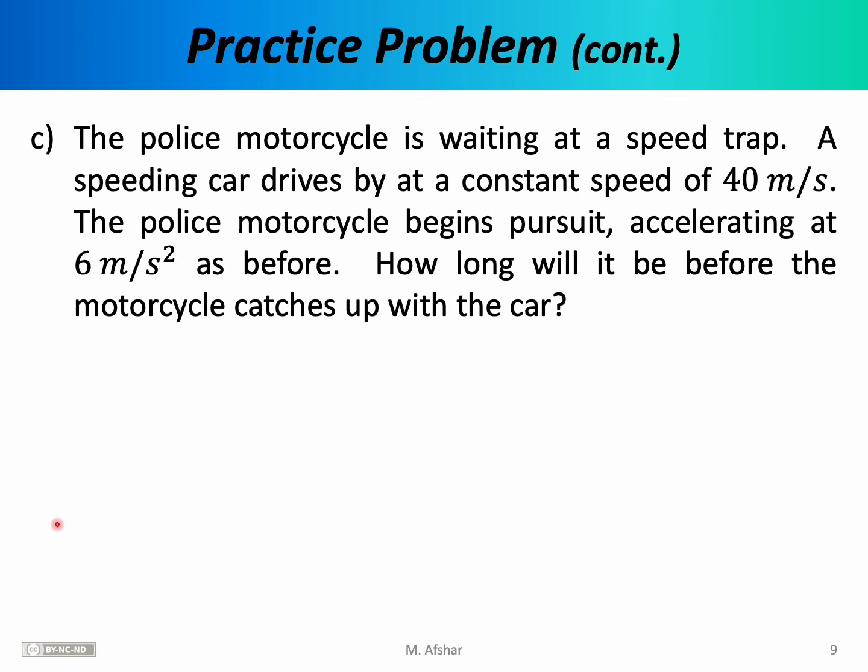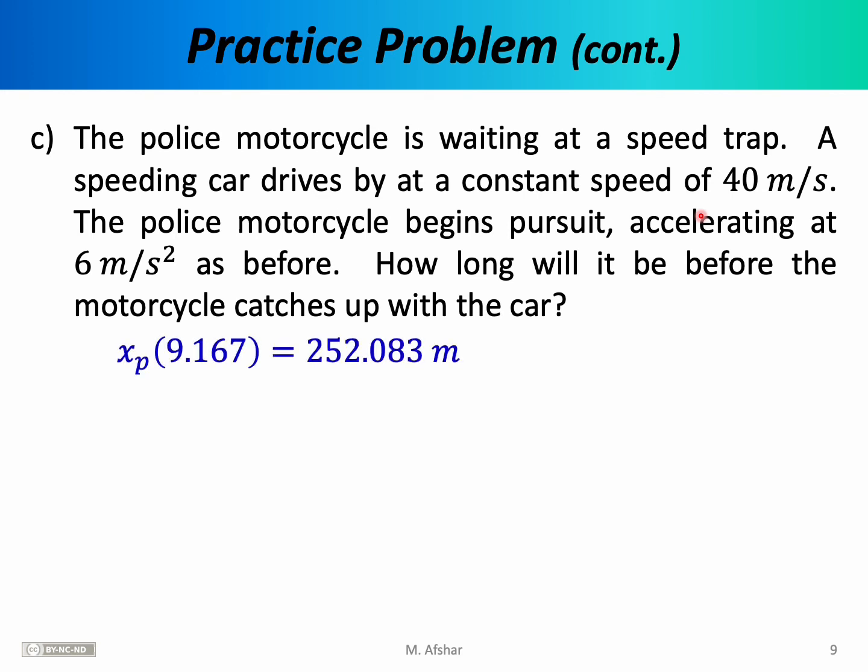So it's the same motorcycle, it has the same acceleration and the same top speed, but this time it's chasing a speeder. The speeder does not have any acceleration. You could say the acceleration of the speeder is 0 because it's moving at a constant speed of 40 meters per second. Initially the speeder is traveling significantly faster than the police motorcycle, but the motorcycle is going to accelerate and hope to catch up with the speeder. The question is, when will it catch up?